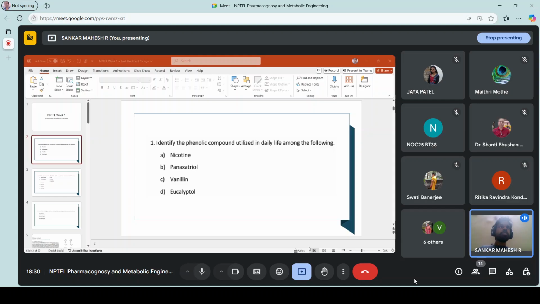Okay. So Jaya Patel, you were mentioning eucalyptol, and we were looking at the structures to see if any of these were phenolics. Any idea about that? Vanillin. Okay, vanillin is a phenolic aldehyde. And the others?